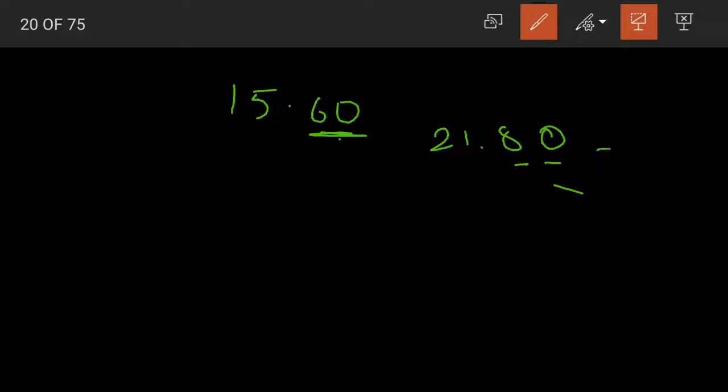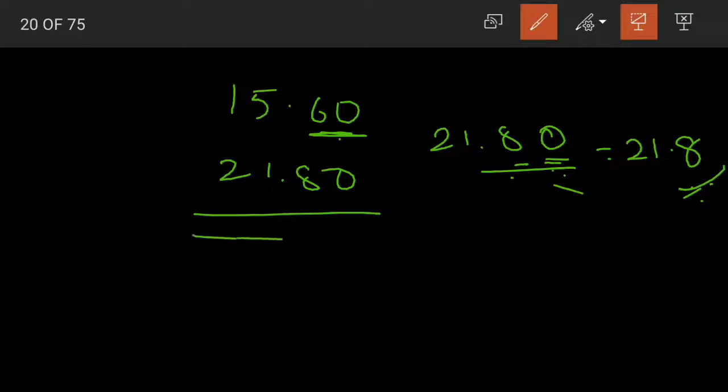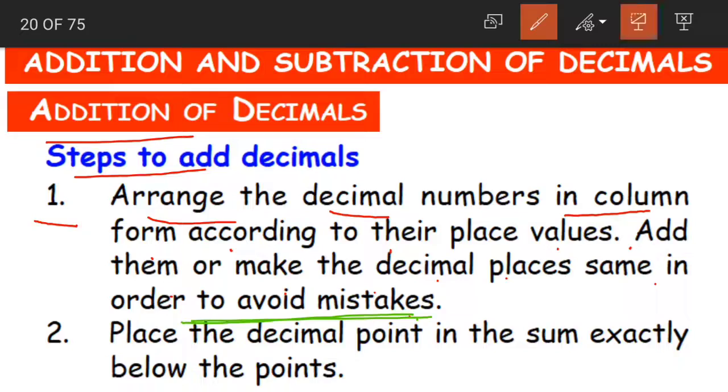21.80 is nothing but 21.8. No matter how many zeros we add to the right after the decimal point, the value will not change. So if you do this, you will also get the correct way to write the decimal numbers one below the other. These are the two ways. First, you can arrange the decimal points one below the other and write the numbers, or else you can make the decimal places same and write the numbers for addition.